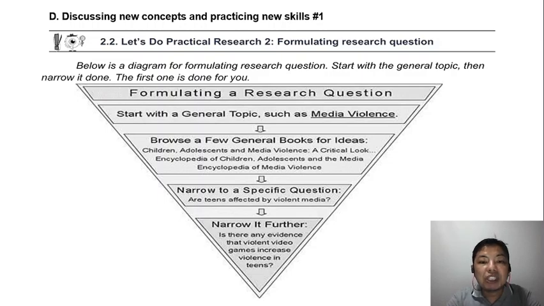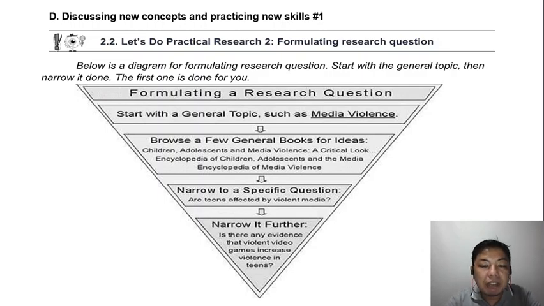Narrow it to a specific question. Okay, narrow it down. And then the last step is narrow it further as much as you can. The examples given here are teens affected by violent media? So ask yourself, is it still too broad or is it specific enough? If it's still too broad, you still have to narrow it down.